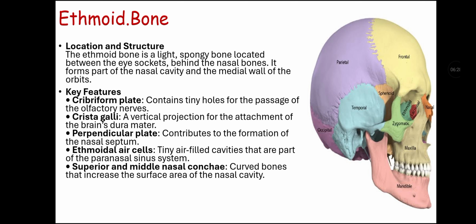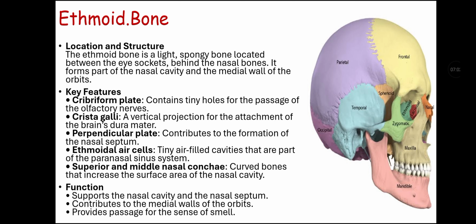Key features of the ethmoid bone include the cribriform plate, which contains tiny holes for passage of the olfactory nerve. Second feature is the crista galli, a vertical projection for the attachment of the brain's dura mater. Third is the perpendicular plate of the ethmoid bone, which contributes to the formation of the nasal septum. Fourth are the ethmoidal air cells, tiny air-filled cavities that are part of the paranasal sinus system. Fifth are the superior and middle nasal conchae, curved bones that increase the surface area of the nasal cavity.